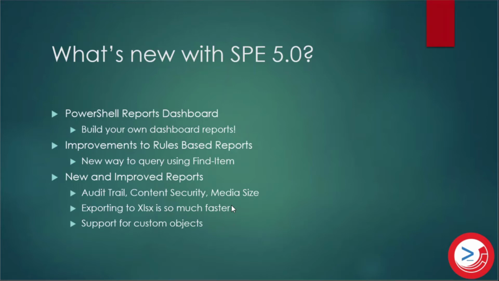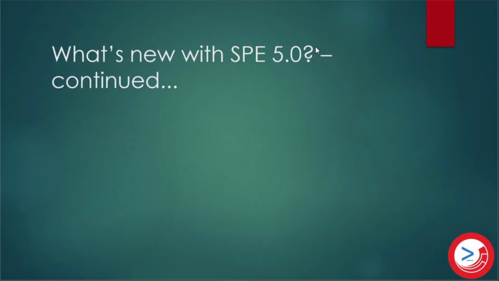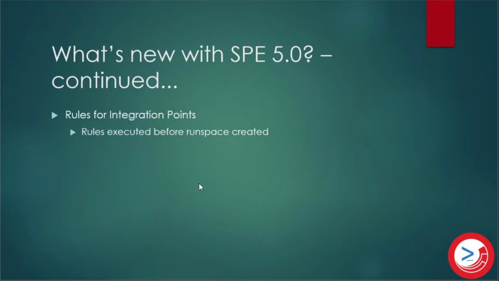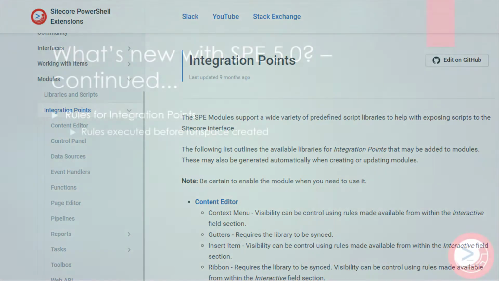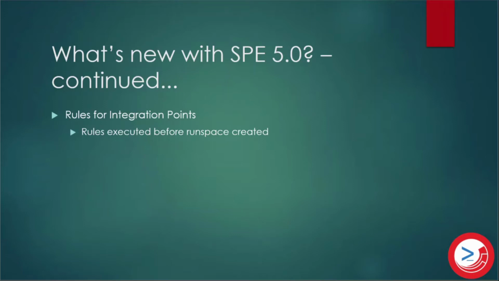The Excel export was super slow, so I've made some improvements to that. Some simple UI improvements, just in general. Integration points, so these are features where, let's say I want to run some code when a user logs in, logs out. I want to have a context menu, a ribbon button. So now pretty much all of those use the rules engine. It's more of a performance thing, but because you can use the rules engine, you can prevent scripts from running unnecessarily.